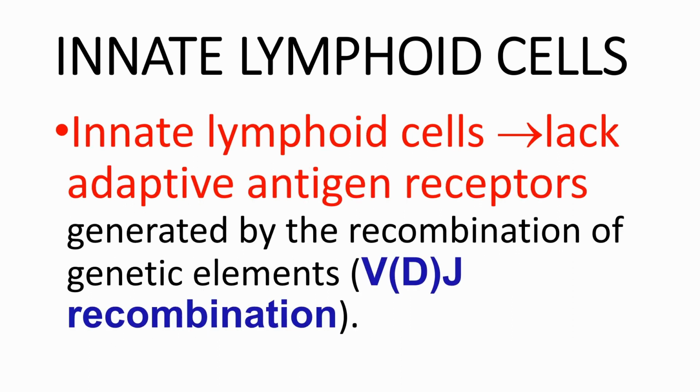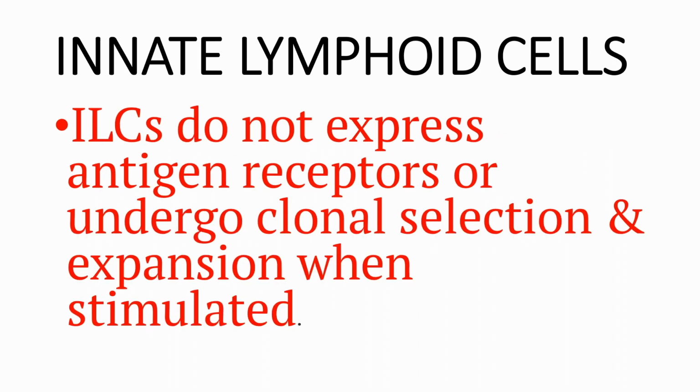The innate lymphoid cells lack the specific adaptive antigen receptors that are generated by recombination of genetic elements, what's called VDJ recombination. So, in contrast to T cells, innate lymphoid cells do not express antigen receptors or undergo clonal selection and expansion when stimulated, as we know in usual adaptive T cells.